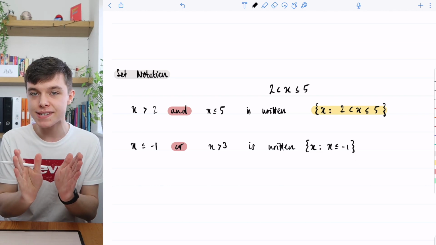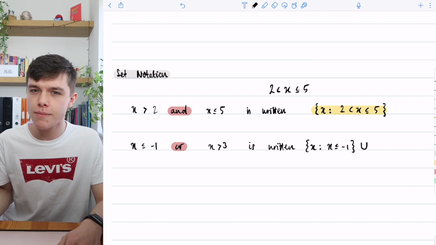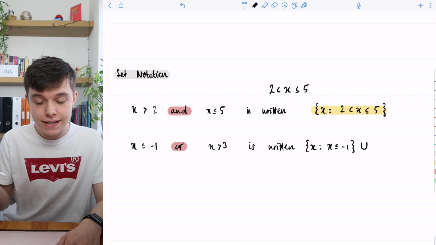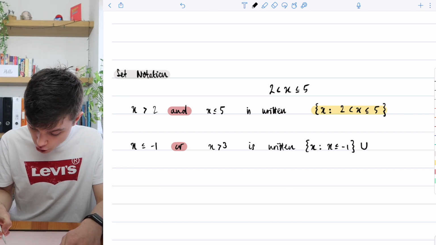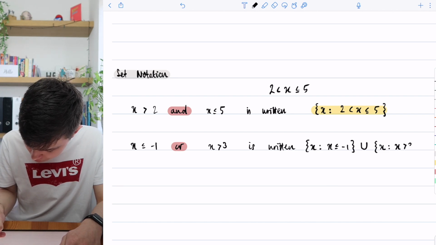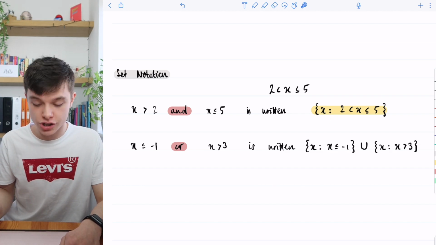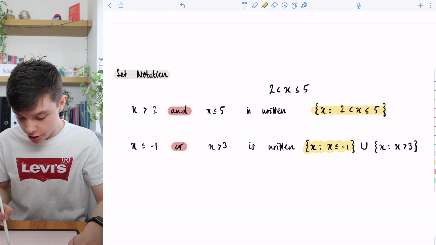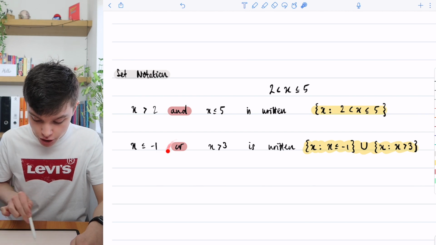So we're going to have that set united, so we're going to use a union symbol here. You might remember this from maybe probability or your Venn diagrams. It's going to be that set union with this set, x, where x is greater than 3, okay? And the colon here, I say as "such that". We've got x such that this inequality holds. And that is how we merge two inequalities together: that is either an and, like that, or an or, like that.